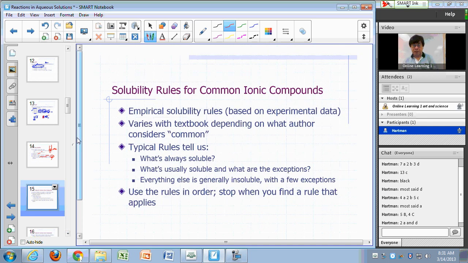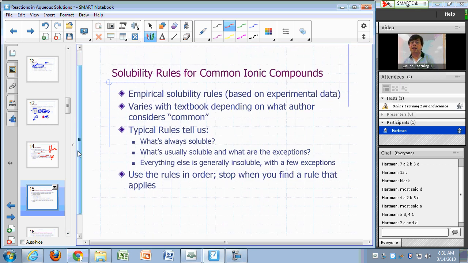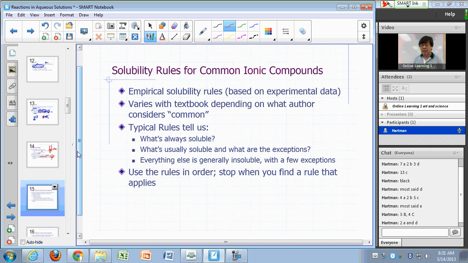All right. So how do you determine if an ionic compound is soluble or not? You can do that in the lab, but if you're not in the lab, you can make predictions based on some rules. And these are empirical rules, which means that they're based on experimental data, so they've been summarized. The rules that you'll see depend on what textbook you're looking at, because it depends on what the author considers as common. So there are some textbooks that include more compounds than others.